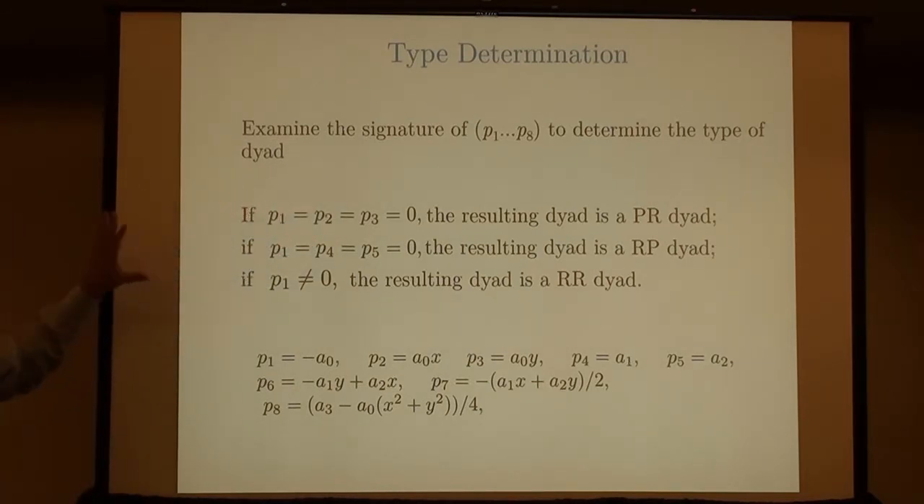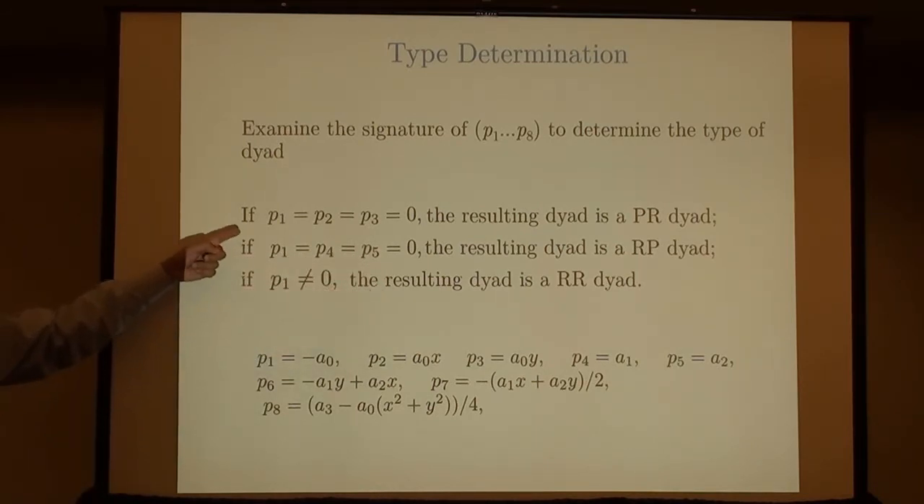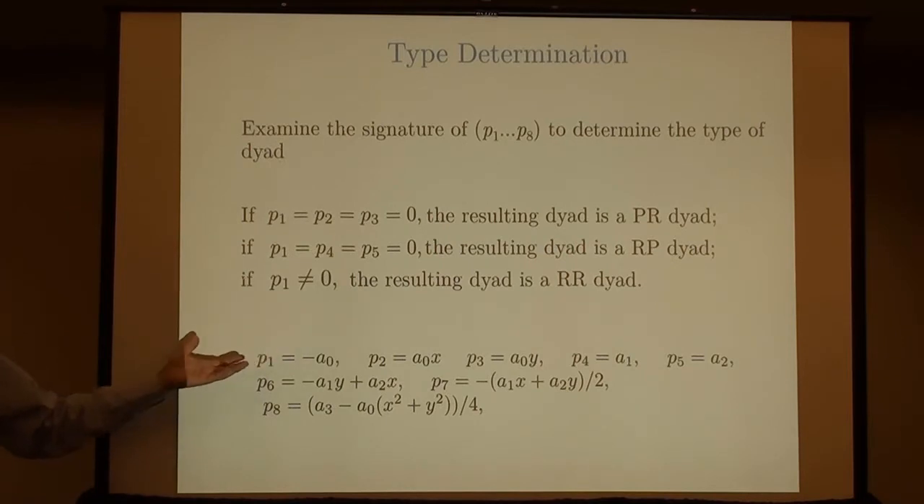That's what you get. Once you get your P, that P is basically a vector that represents the manifold in the higher dimensional space. Well, we have to know which kind of dyad it is, right? At this point, you can examine the signature, and that will tell you what kind of dyad it is. So if none of the coefficients are zero, we know it's an RR dyad. If P1, P4, P5 are zero, it's an RP dyad. If P1, P2, P3 are zero, then that's an RPR dyad.